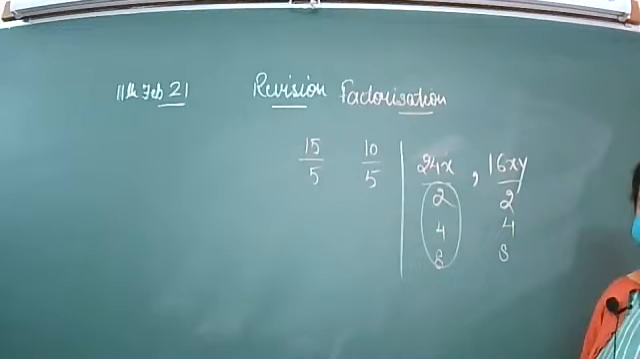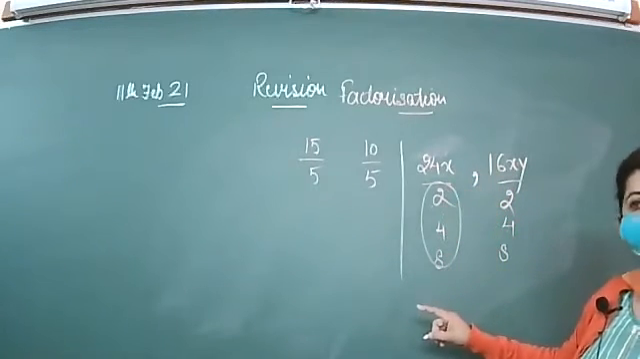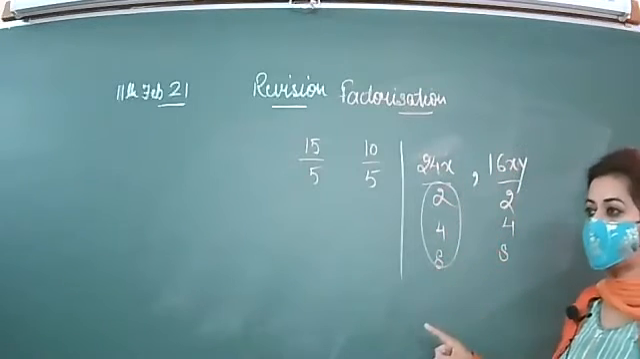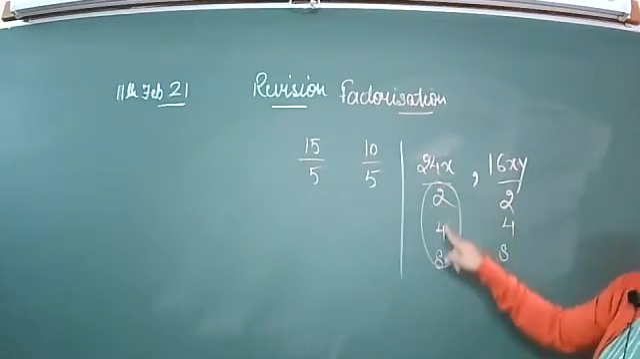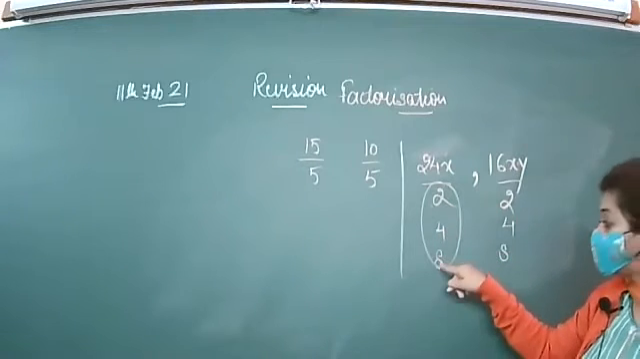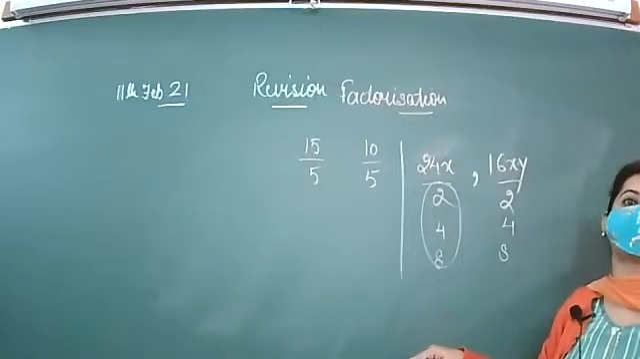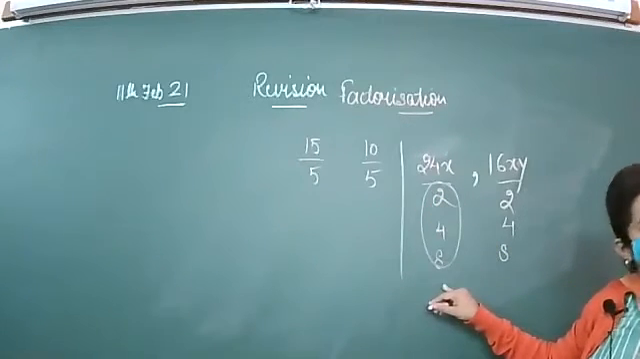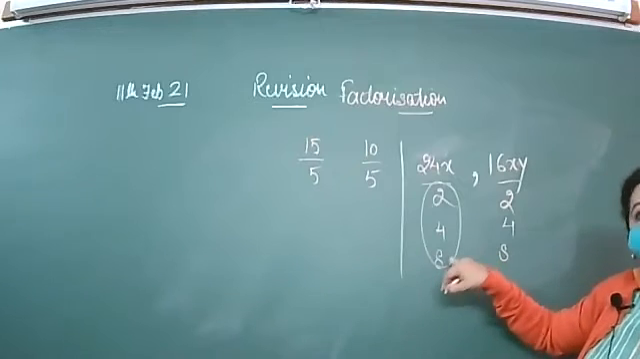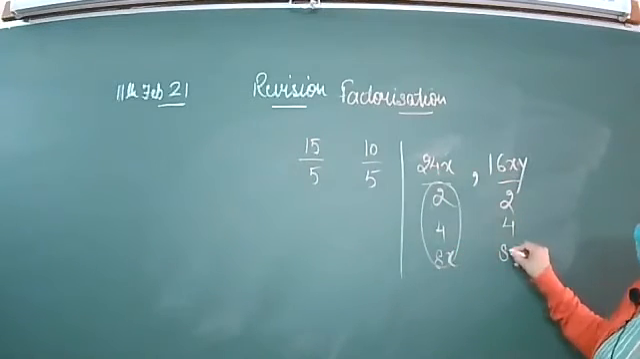Yes, listen. X will be there, but I am talking about the numbers first. As you can see, both the numbers are divisible by 2, 4 and 8, but the highest common factor among these three is 8. This highest common factor is also called the greatest common factor. These are the common factors, but HCF or GCF is the highest or greatest common factor, that is your 8. And X is also there, so X will be there.